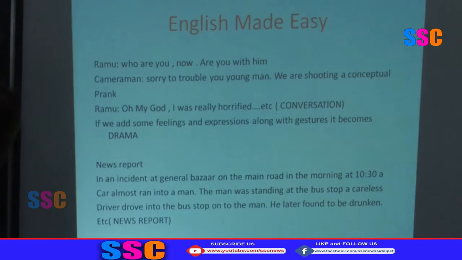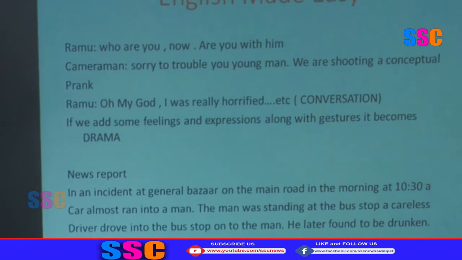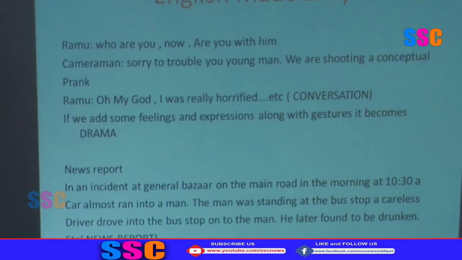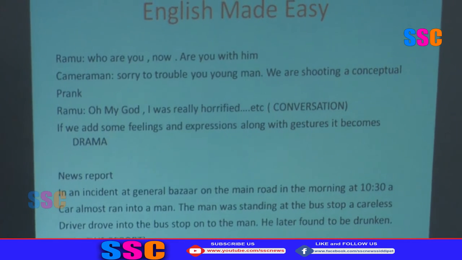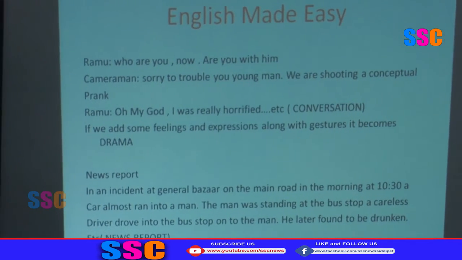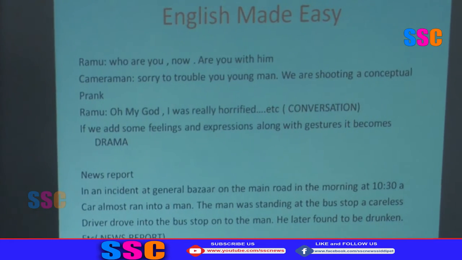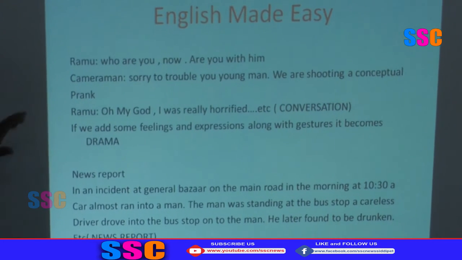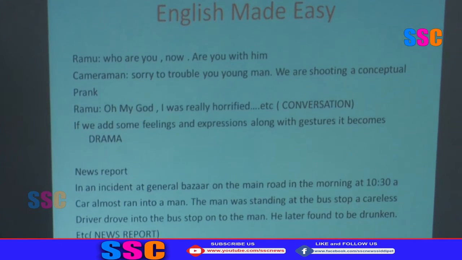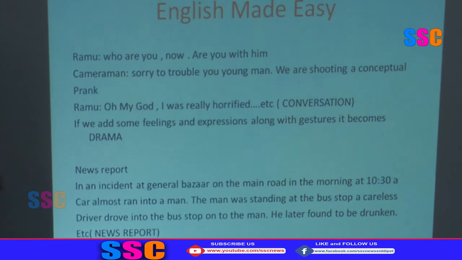Now on this occasion, here we can write a conversation like this. Ramu is asking, who are you? Now are you with him? He is asking the second person about his introduction. Now that cameraman, that person who is holding the camera, is saying, sorry to trouble you young man, we are shooting a conceptual prank. Okay. Ramu said, oh my God, I was really horrified. So this is how, based on the situation, I have developed a conversation.